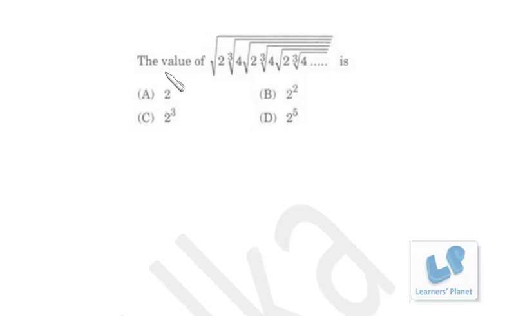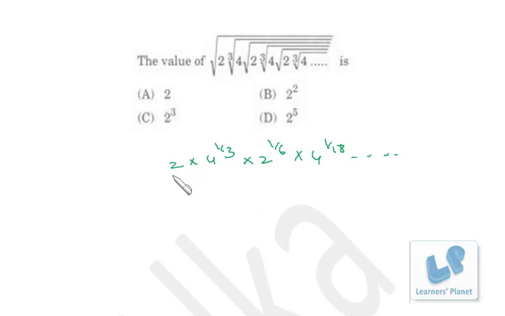Now see this, an infinite sequence. Here the first number is 2, then 4 raised to 1 by 3, then 2 raised to 1 by 6, which comes from square root then cube root, into 4 raised to, it is cube root then square root then cube root, so 3 3s are 9, 2s are 18, so 4 raised to 1 by 18, and so on.